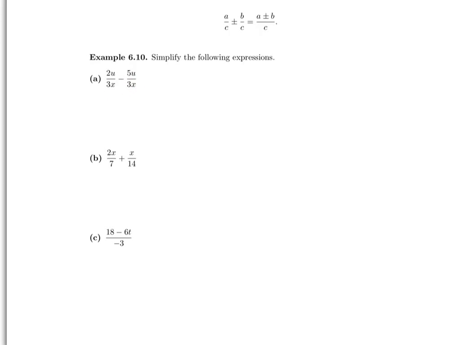So when I subtract these two fractions, I do this by simply subtracting the numerators, and I leave the denominator the same. If I subtract the numerators, I arrive at negative 3u divided by 3x. Now recall that fractions can be simplified by canceling common factors. Notice that in the numerator we could factor out a 3. And that 3 can be canceled, and therefore we're left with negative u over x.